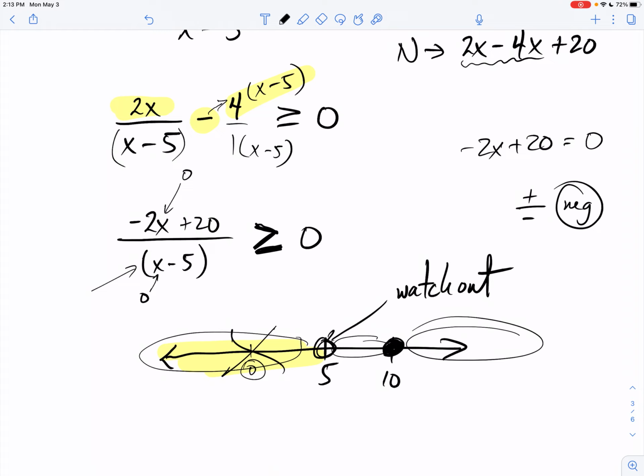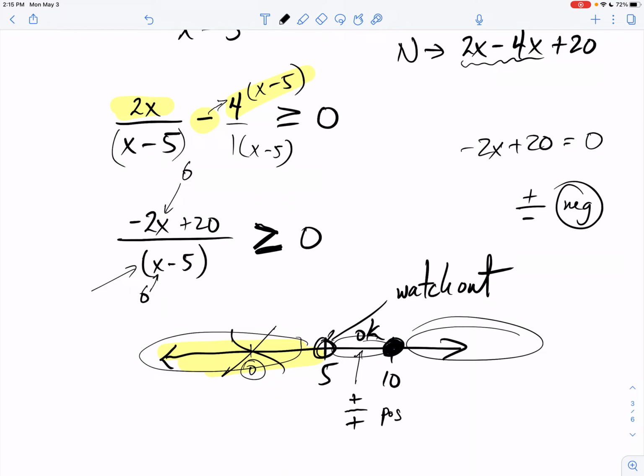So let's go to the middle. How about I pick the number 6? 6 would be between 5 and 10. And if I plug 6 in, oh, check that out. I'd get negative 12 plus 20. That's a positive. 6 minus 5 on the bottom is a positive. So in this zone, I'd get a positive divided by a positive. That's a positive thing. So all this stuff in the middle is valid. This is okay stuff.